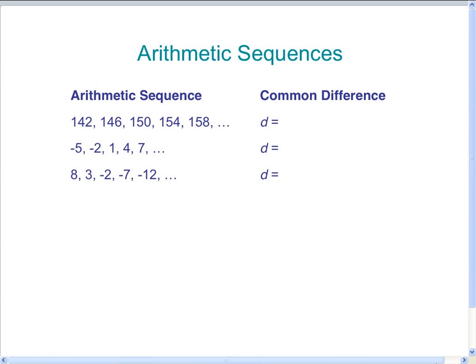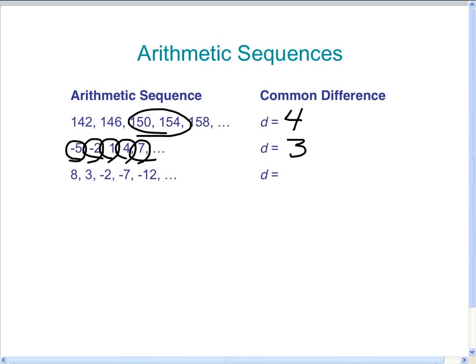So here we have a few sequences. We need to find the common difference. So I have 142 to 146 to 150 to 154. What number are we adding each time? 4. How about this one? Negative 5 to negative 2 to 1 to 4 to 7. What are we adding each time?